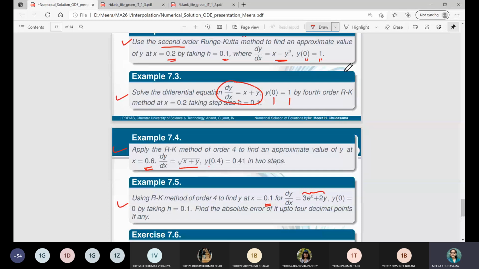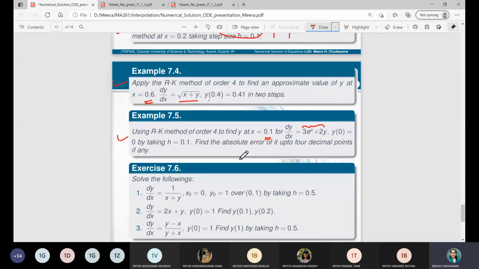Means here while computing it, we have to consider the absolute error. What do you mean by absolute error? It is the absolute difference of the obtained value with the actual value. So here we need to compute the actual value. That's why I have said.